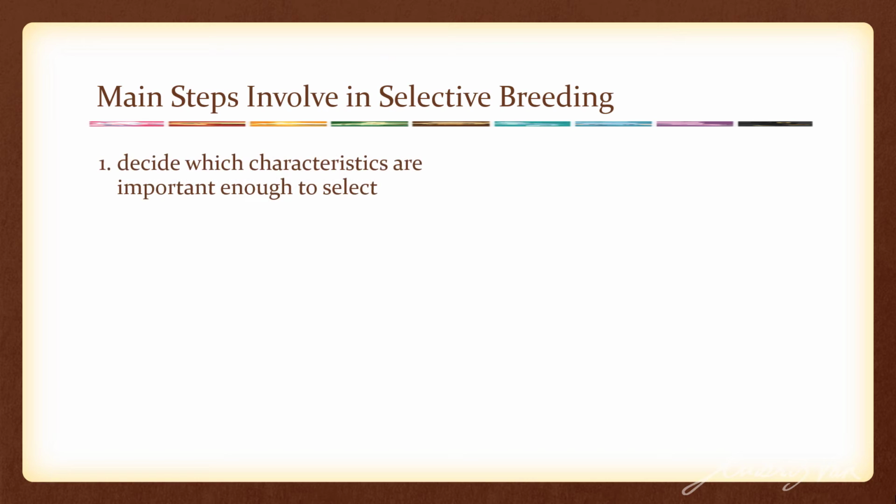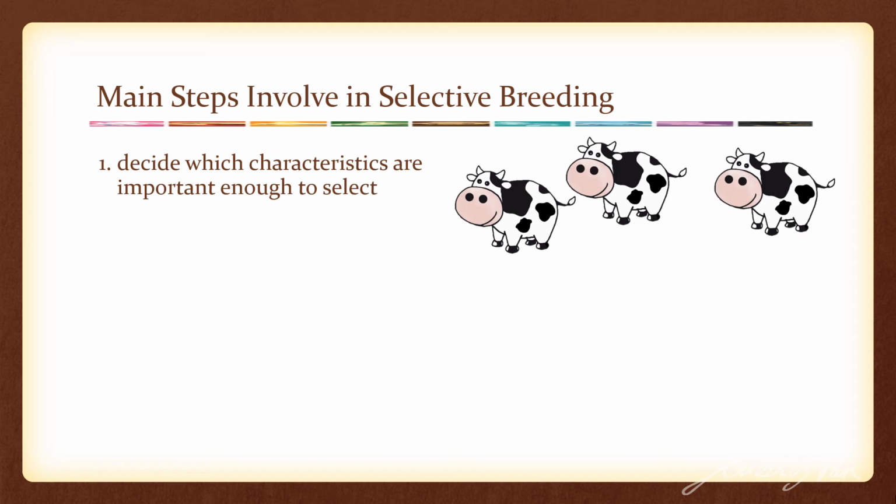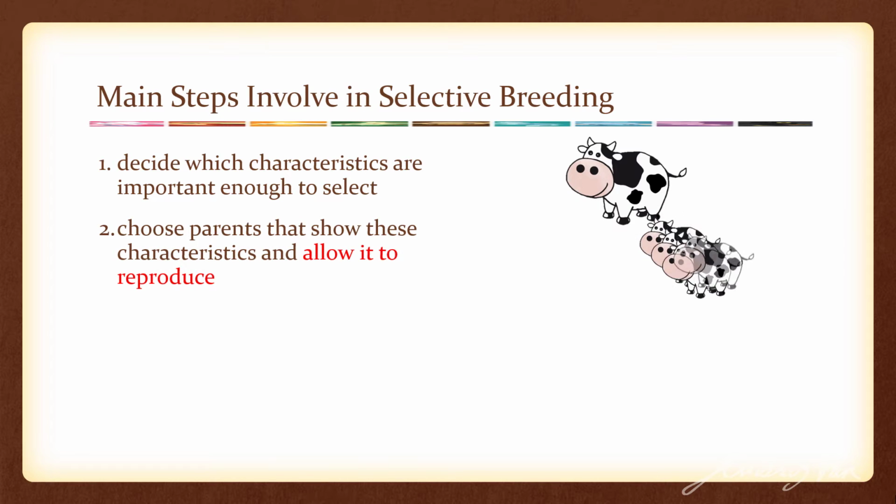So there are a few simple steps in selective breeding. First of all, you need to decide which characteristics are important enough to select. For example, let's say you have a bunch of cows and the quality that you want is the amount of milk that they can produce. The higher volume of milk the cow can produce, the better. So the next step is to pick the cow that produces the most milk and allow it to reproduce.